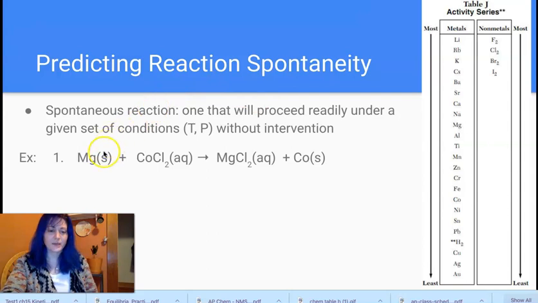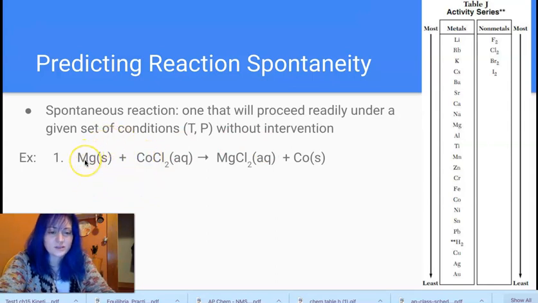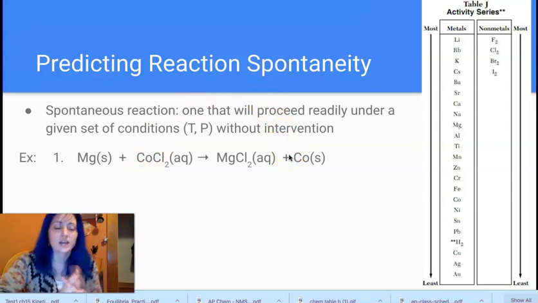We have magnesium and cobalt chloride reacting to form magnesium chloride and cobalt solid. As you should be able to recognize, this is a single replacement reaction. Magnesium is replacing cobalt. Magnesium was an element and now it becomes a part of a compound. Vice versa for cobalt. It started as a compound and becomes an element. So the question is, will this reaction proceed?